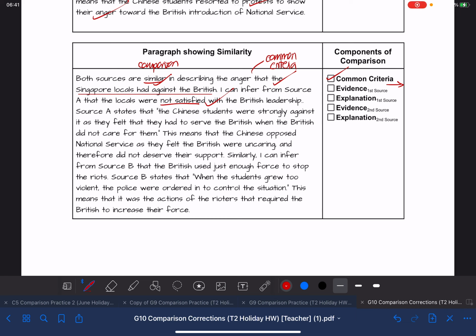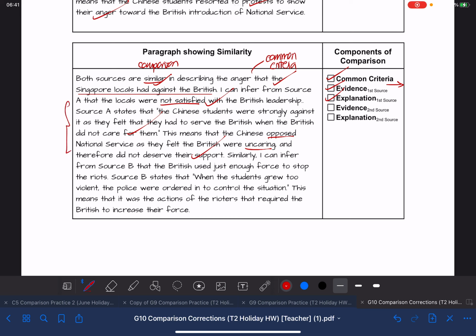Source A says that the Chinese students were strongly against it as they felt that they served the British and the British did not care for them. Okay, we saw this just now. This is a good piece of evidence. This means that the Chinese opposed national service. They rejected it as they felt that the British were uncaring. They opposed, uncaring, and therefore did not deserve their support. Very good, this is a very good evidence explanation.